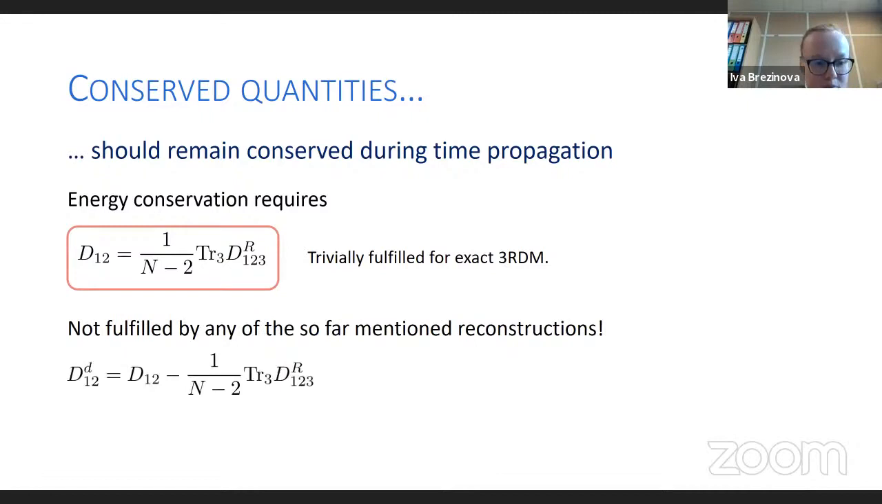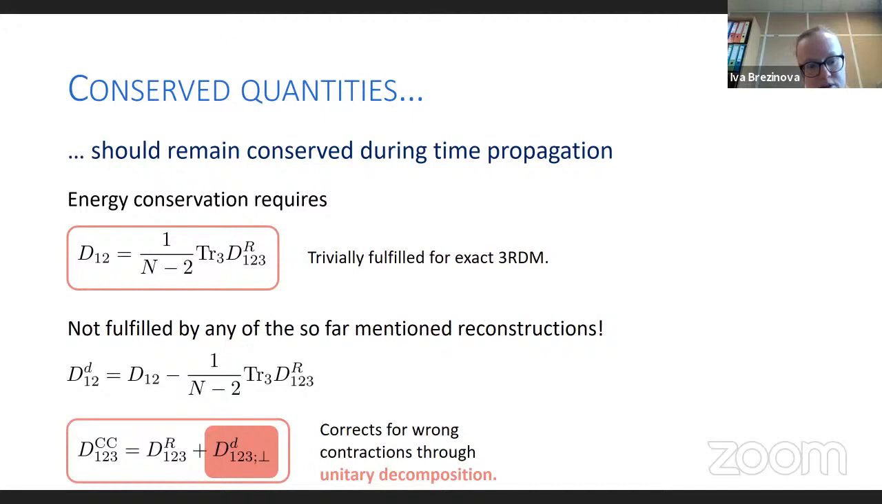And we came up with a solution for that problem, namely by calculating this defect that is just the difference between the trace and the full two-particle reduced density matrix. And then it turns out one can correct any reconstruction functional by a component of the three-particle reduced density matrix that exactly contains this defect. So this is a component that has a vanishing cumulant, but can be constructed from its contractions, and therefore produces a three-particle reduced density matrix that exactly has these correct contraction properties. So we use here the unitary decomposition, and if you want to know more of this technical detail, I can discuss it with you later. But just let me show you how important this contraction consistency is.